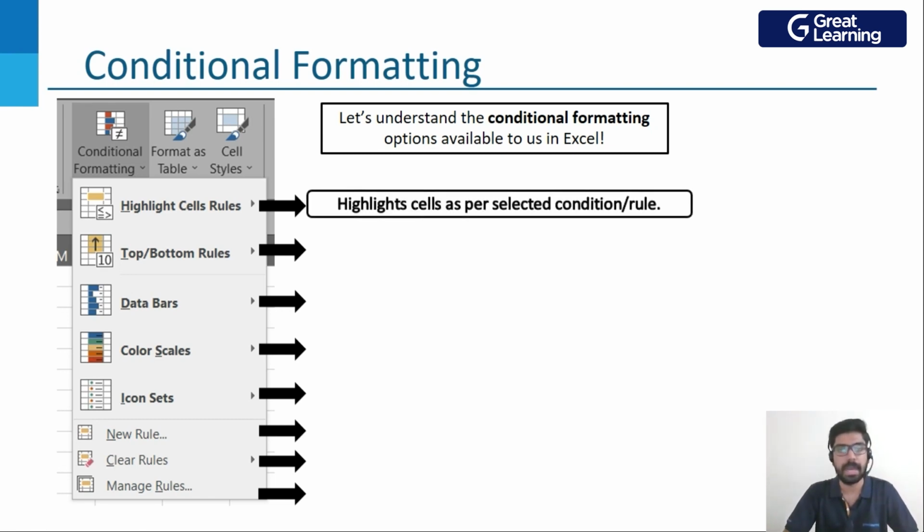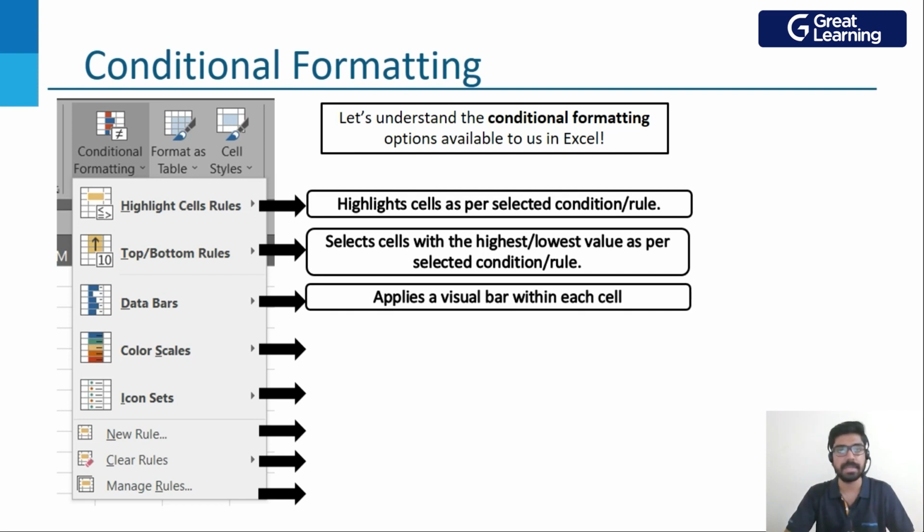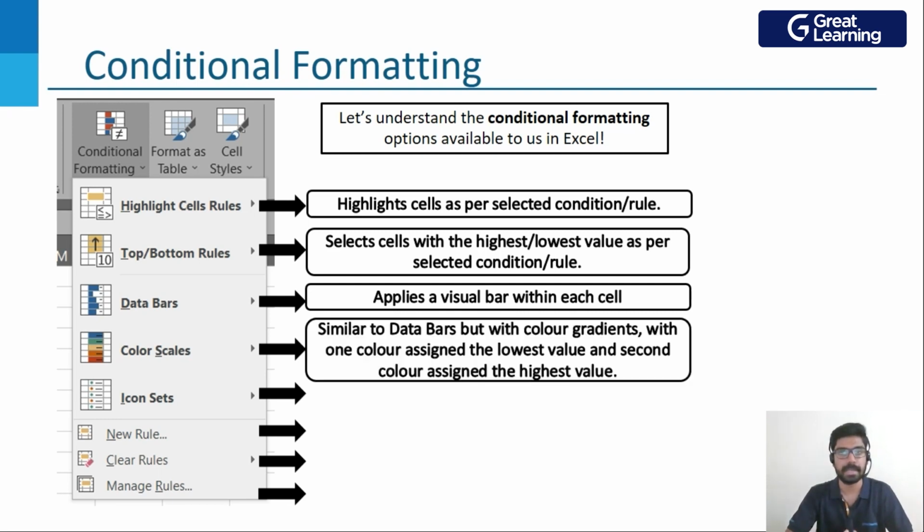Highlight cell rules. Highlight cell rules help you highlight the cells which satisfy the condition. Top bottom rules. The topmost or the bottommost values which satisfy the conditions can be formatted here. Data bars. Data bars are a pictorial representation, similar to a bar graph, present within the cell. The length of the bar depends upon the magnitude of the value within the cell. Color scales. In this formatting, the cells will be given a particular color based on the value or the range in which they fall.